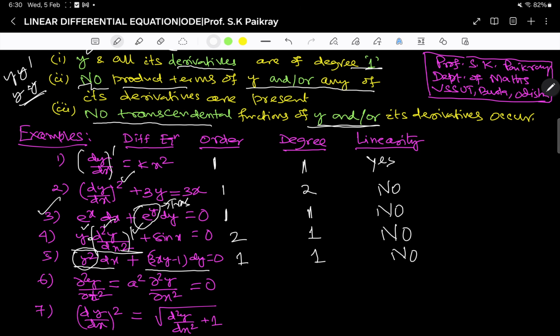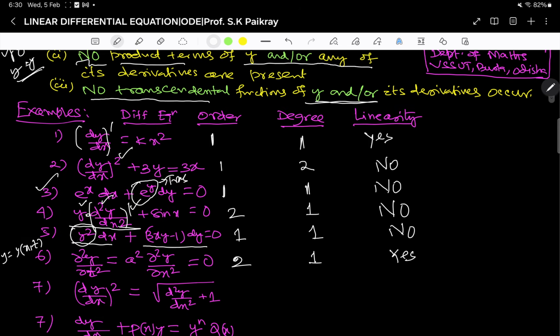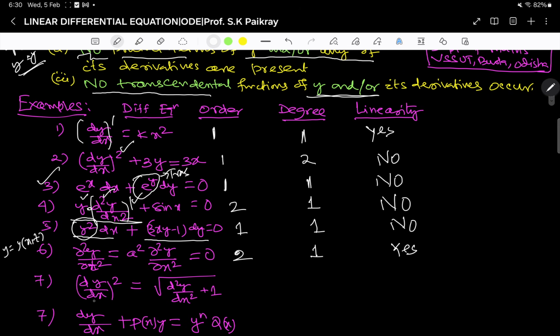Next, example 6 is a PDE. y is a function of x and t. So del square y by del t square is equal to a square del square y by del x square. The order is 2, the second order derivative is present, and the power is 1 here. Yes, it is linear. Now another differential equation, dy by dx whole square is equal to d square y by dx square plus 1.